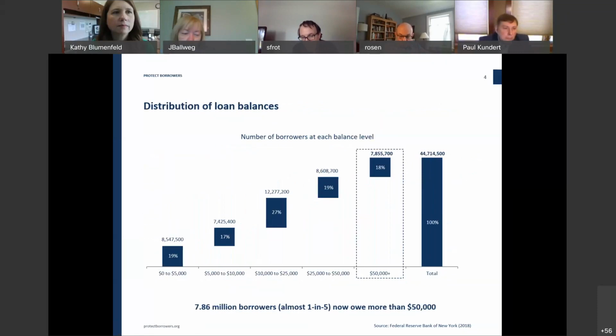Another fact that we often hear, and I think Professor Hillman touched on this well, is that a lot of student loan borrowers only have small amounts of student debt. And again, there's obviously some truth to that. But nearly every day that goes by, that calculus changes. Again, this is across America, not specific to Wisconsin: there are now nearly 8 million borrowers who owe more than $50,000 and more than 16.5 million borrowers who owe more than $25,000.